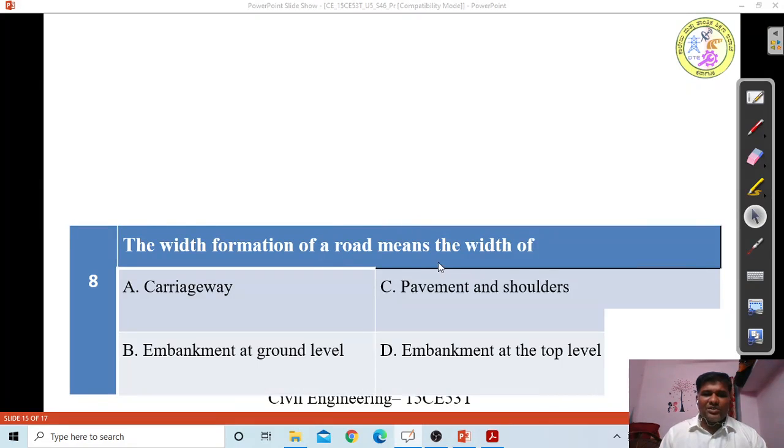The width of formation of a road means the width of: A, carriageway; B, embankment at ground level; C, pavement and shoulders; or D, embankment at the top level. So the right answer is D, embankment at the top level.